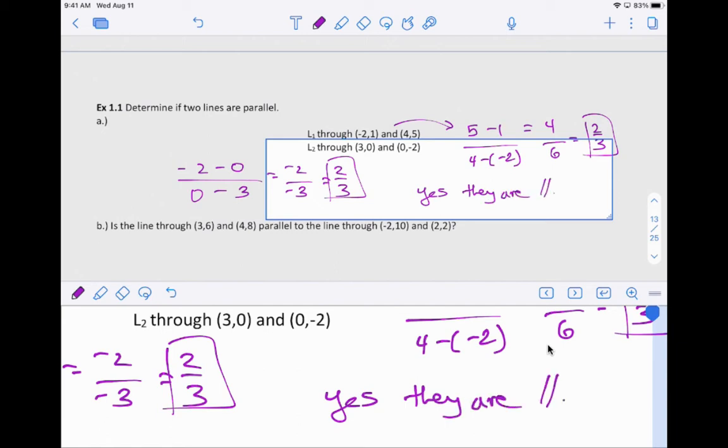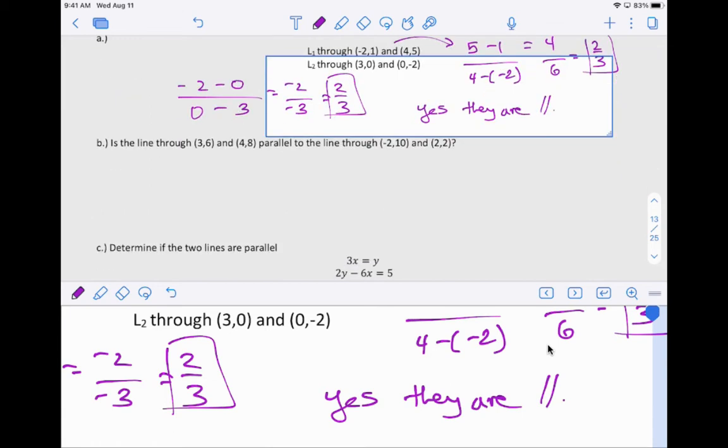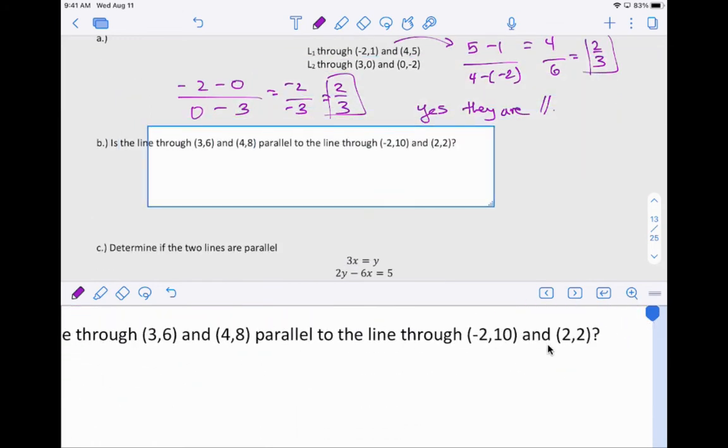And I usually use the parallel symbol. You don't have to, I'm just lazy. You can write parallel. For the life of me, I can't spell parallel ever, so I just use the symbol. All right, I recommend you try the second one on your own. I'm going to go ahead and do it real fast.